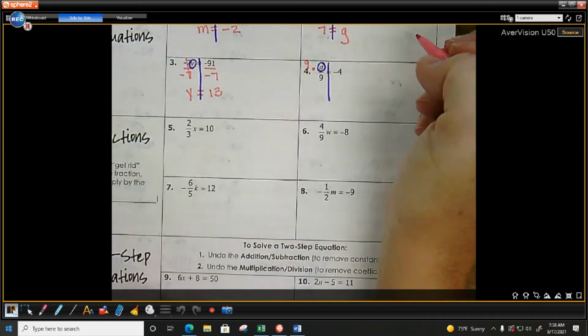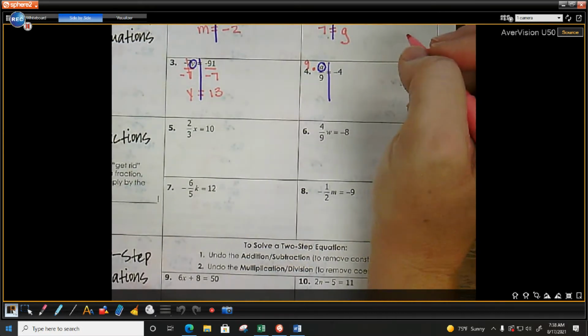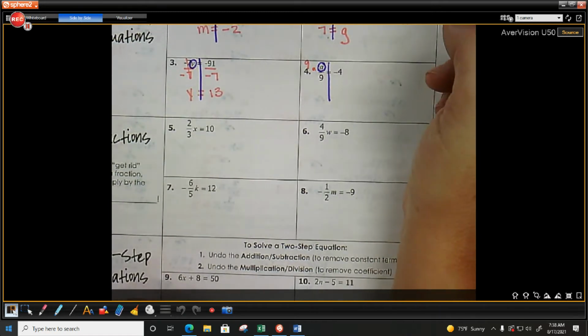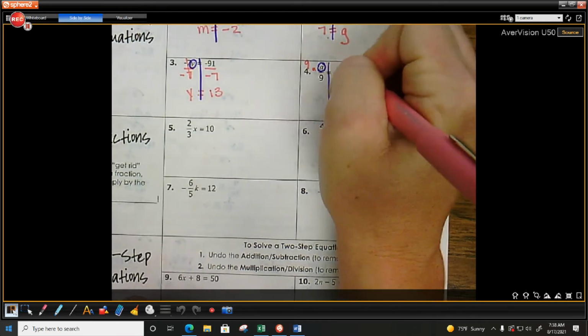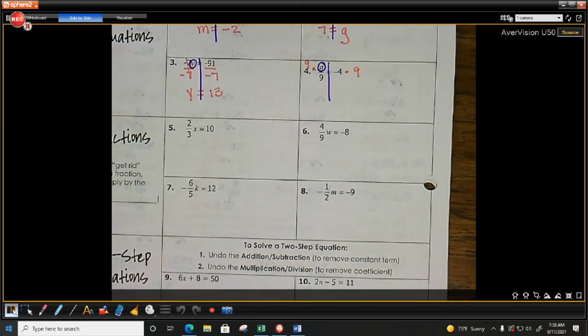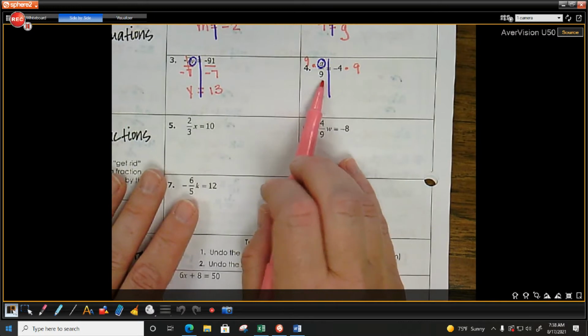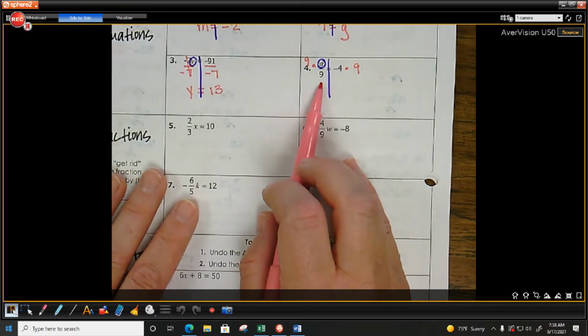I'm not going to put an x to show multiplication. I'm putting a dot, because if we put an x a lot of times we think it's the variable x. So if I write times 9 on the left, what do I need to do on the right? Times 9. This is also where we struggle sometimes. We see 9 times 9 becomes 81.